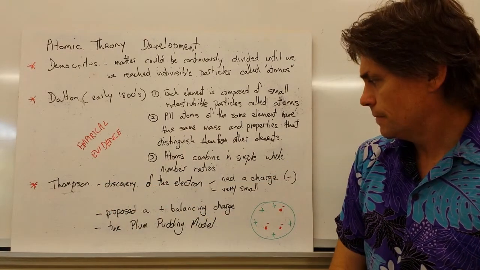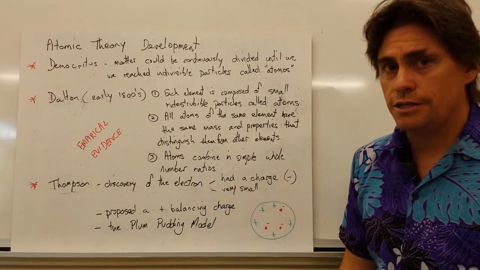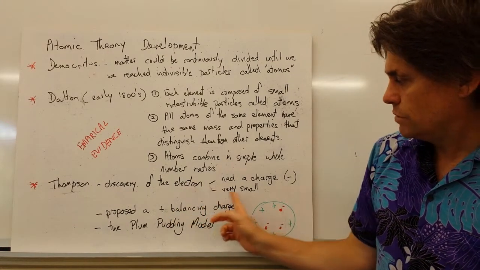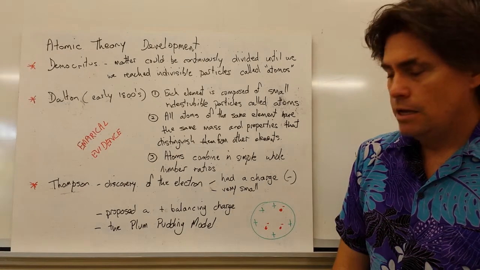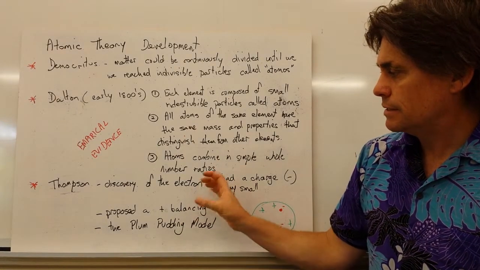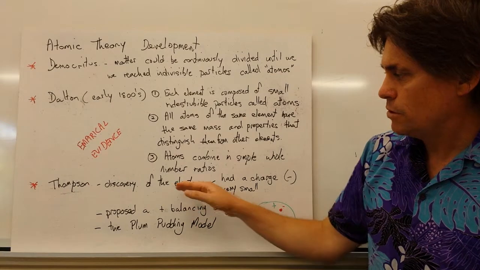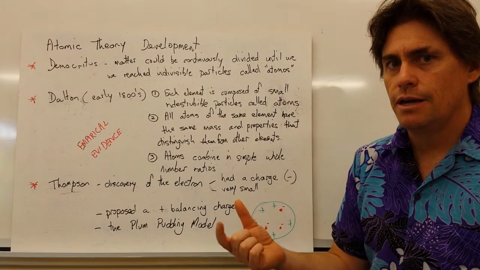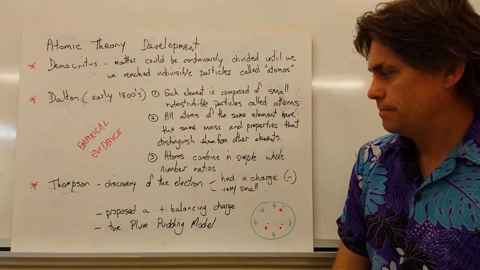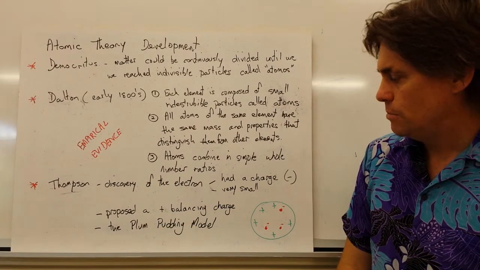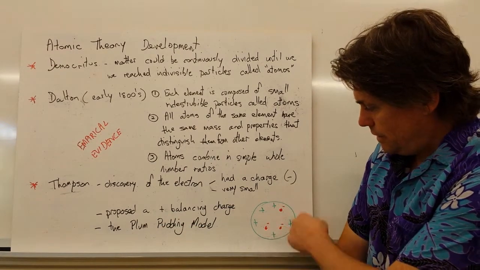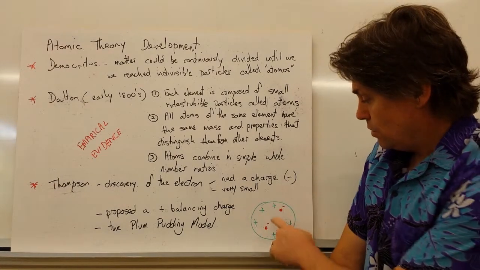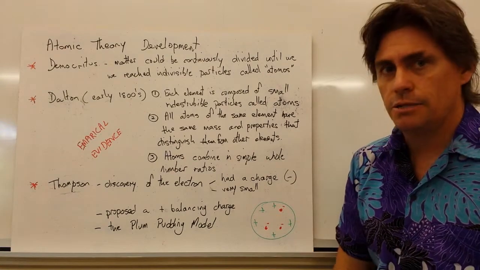Now, it took a further 100 years for a scientist by the name of Thomson to make the discovery of the electron. And he proposed that the electron had a charge, and he designated this as a negative charge. He also said that electrons were very small. So from this data, from this proposal about the electron, he also proposed that there must be a positive balancing charge because atoms have an overall neutral charge. So he proposed what was called the Plum pudding model. And in that model, there was a sphere of positive charge, and interspersed within that solid sphere were our electrons, our negatively charged particles.